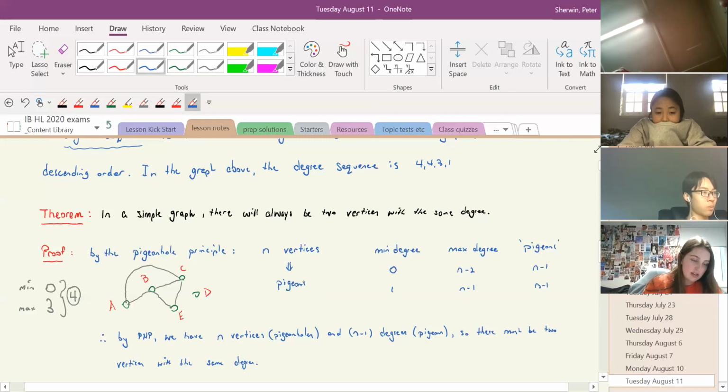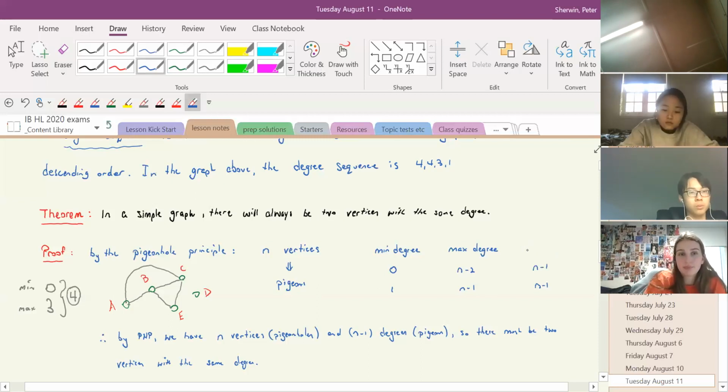So we're fitting into our 4 degrees 5 vertices. Our 5 vertices have only got 4 choices of degrees. So at least 2 have to have the same. Sorry, is that all right or not? I mixed up my pigeons and pigeonholes here. I'm always doing that.